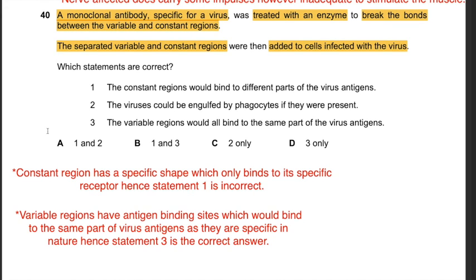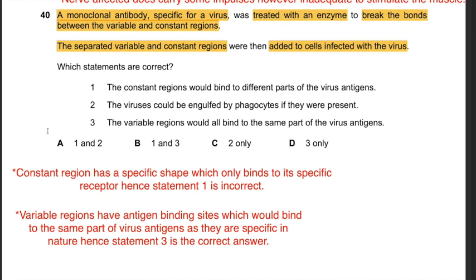Question 40. A monoclonal antibody specific for a virus was treated with an enzyme to break the bonds between the variable and constant regions. The separated variable and constant regions were then added to cells infected with the virus. Which statements are correct? 1. The constant regions would bind to different parts of the virus antigens. That is obviously incorrect, as the constant region has a specific shape and binds to a specific receptor. Therefore, statement 1 is incorrect.